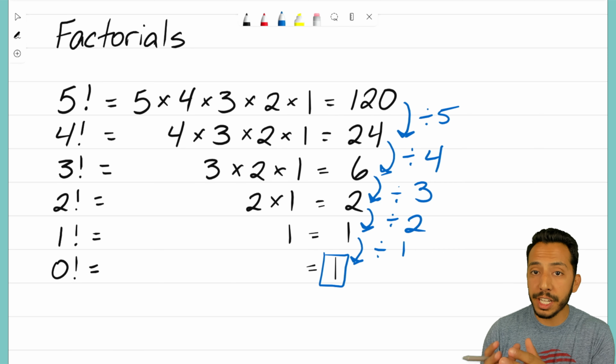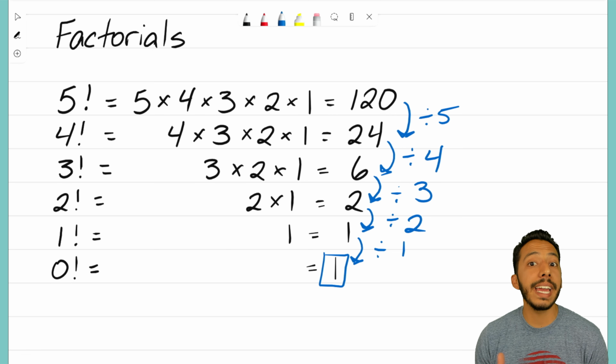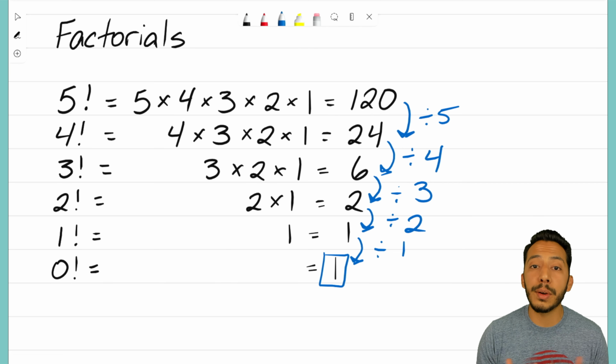Okay? In the next video, if you want to watch that, you'll see exactly how we can use them, simplify them, put them in some fractions. Factorials are really nice. They look scary at first, but what's nice is stuff starts to cancel out as we use them.